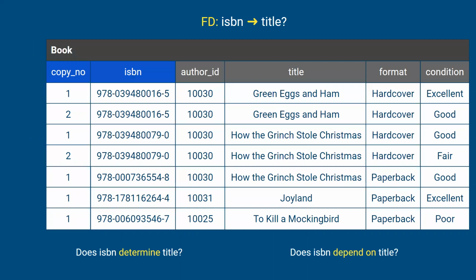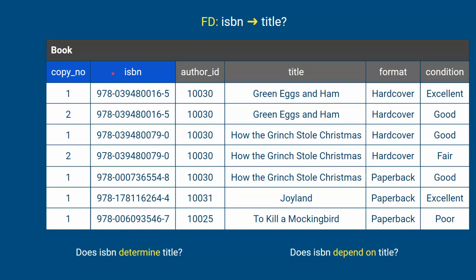Okay, so let's take a look at this. Let's suppose now that we've got a book table here, where we're looking at physical copies of a book. So I've got copy number 1 and copy number 2 of a particular ISBN. Here's Green Eggs and Ham, same ISBN, a couple different copies. One's in excellent condition, one's in good condition. Okay, so this is our table. Does this make sense as a composite primary key here? Yeah. That's a pretty good composite primary key, I like it.